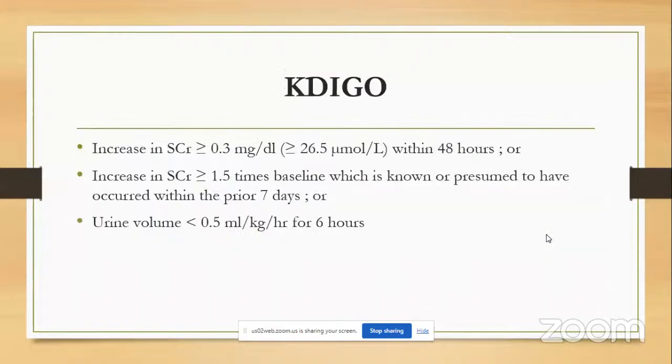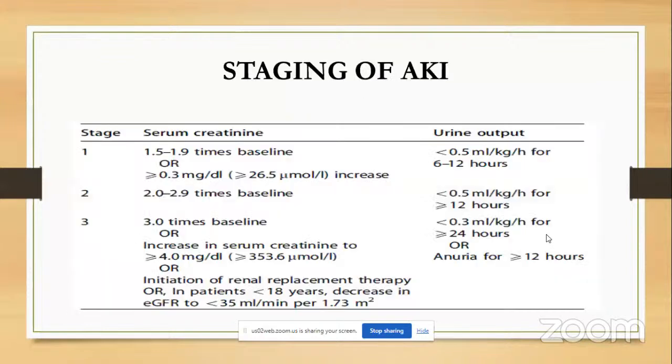The important thing in this KDIGO classification is the staging of the kidney injury. There are 3 stages, and it is based on serum creatinine and urine output. KDIGO classification not only gives widely accepted staging of AKI, but it also gives guidelines about the renal replacement therapy, and also recommends that in patients less than 18 years, decrease in eGFR less than 35 ml per minute per 1.73 meter square.